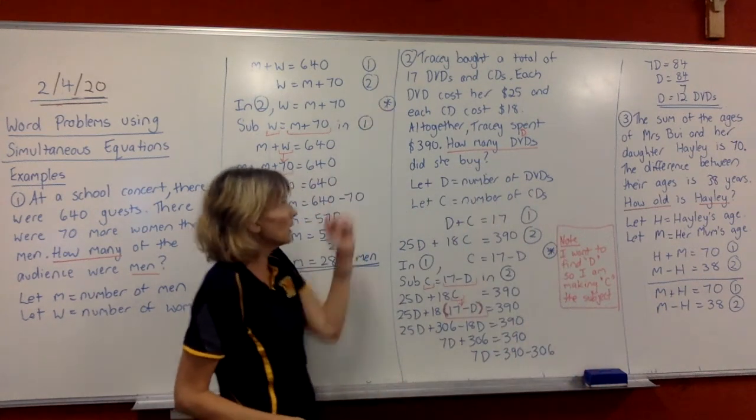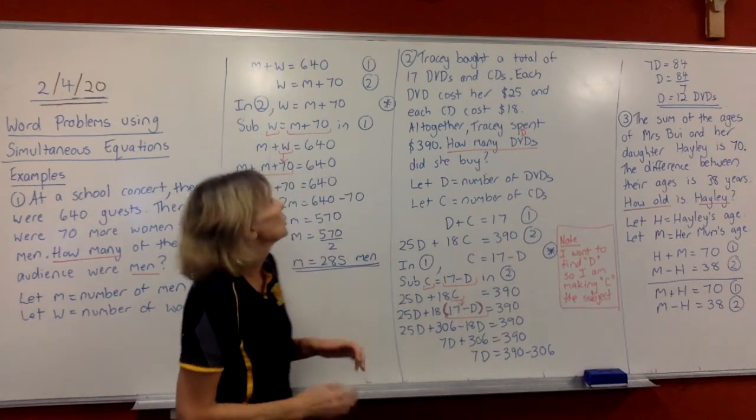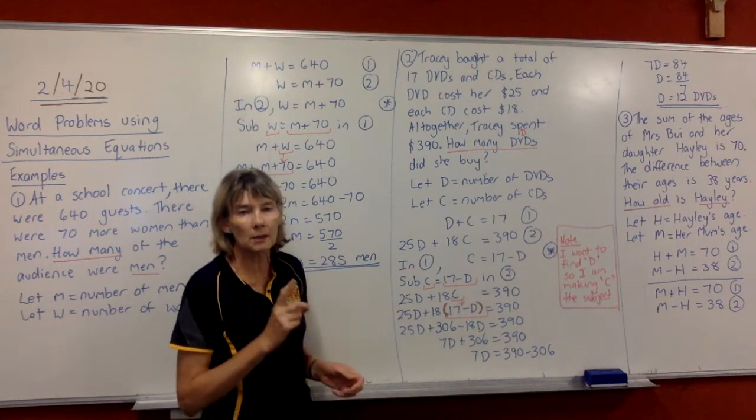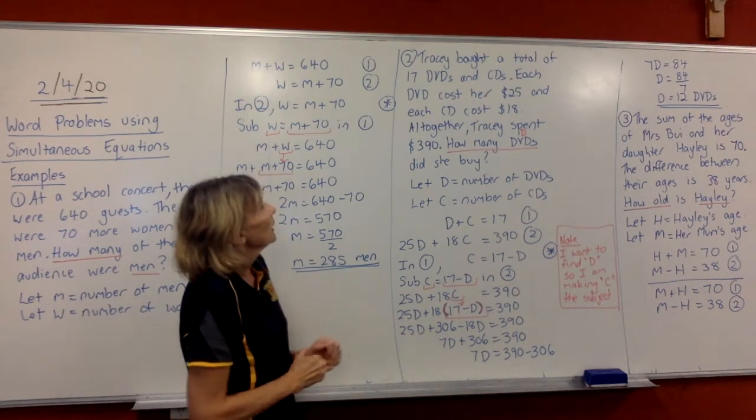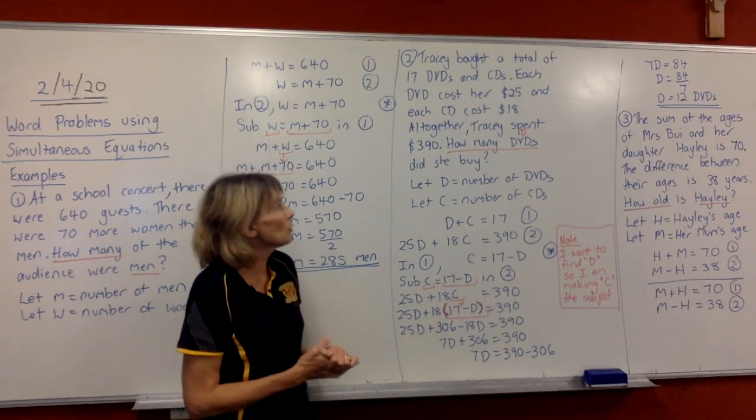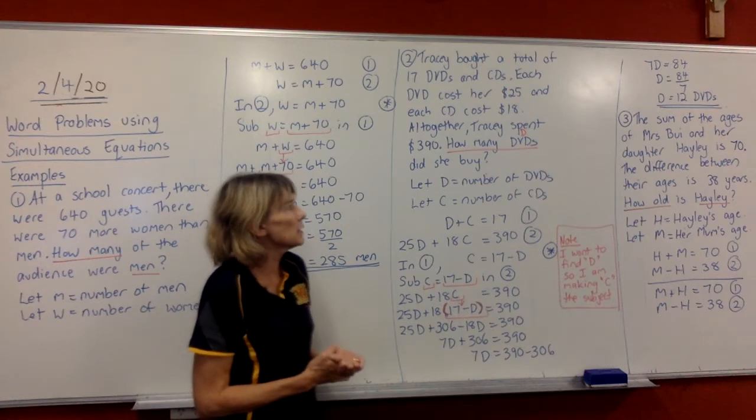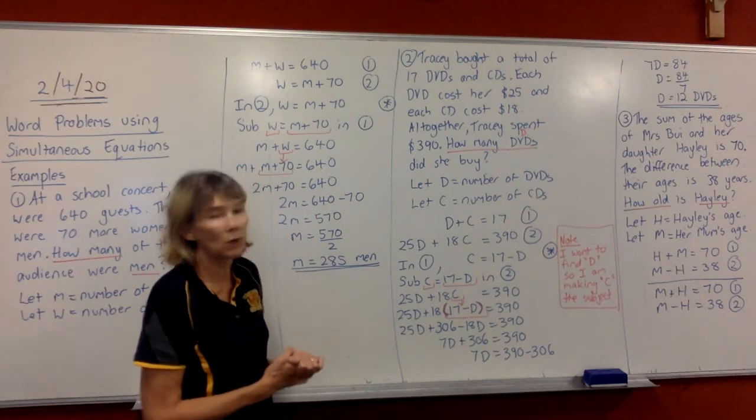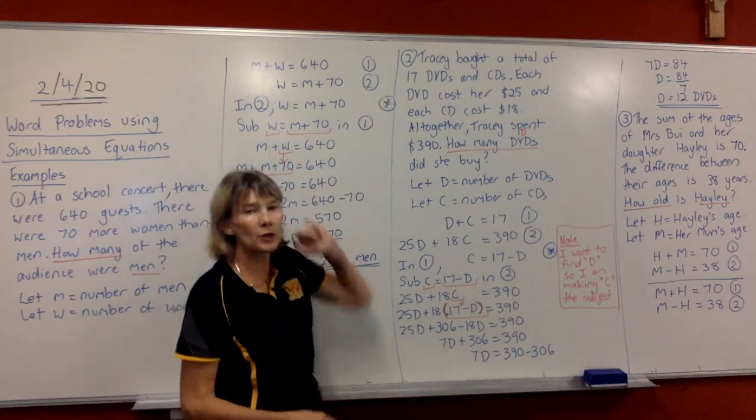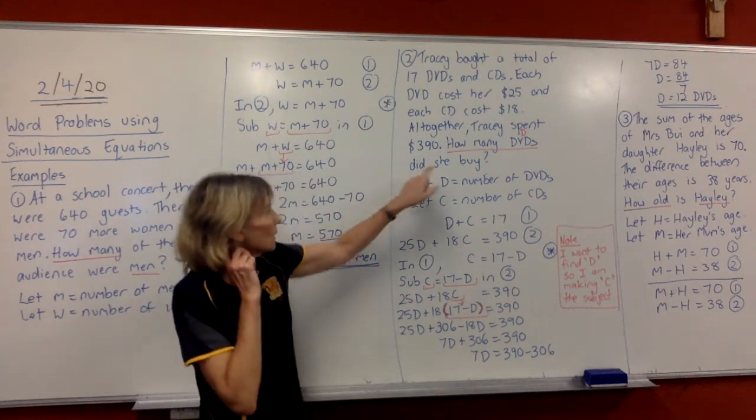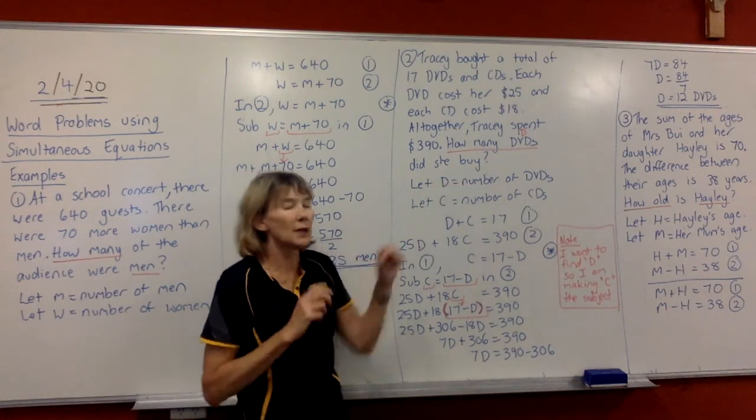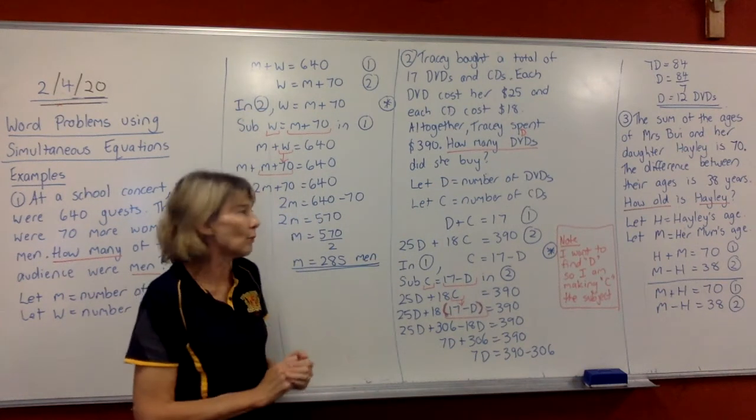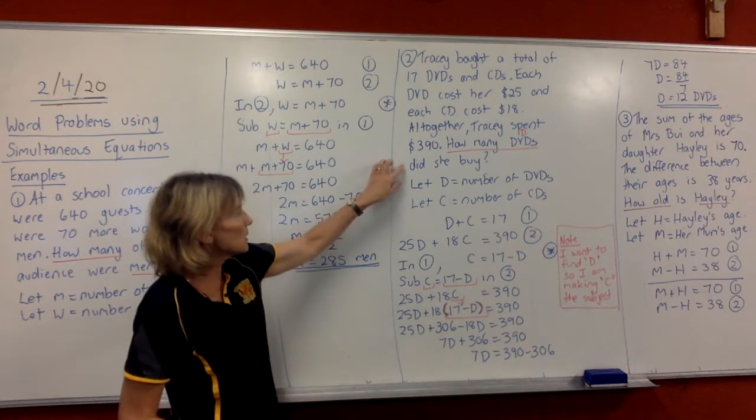Okay, in the second example, Tracy bought a total of 17 DVDs and CDs. One sentence, one equation. Each DVD cost her $25 and each CD cost $18. Altogether, Tracy spent $390. All of that information is going to be in equation 2. We are finding how many DVDs she bought, just the number of DVDs. They're only asking you for one thing. So we're going to start with that.